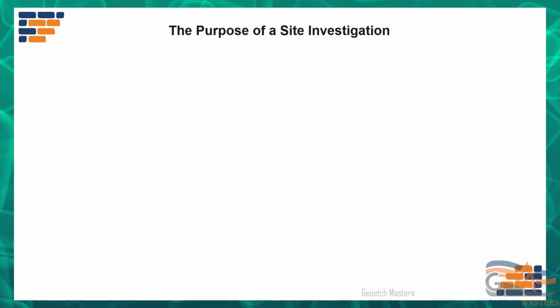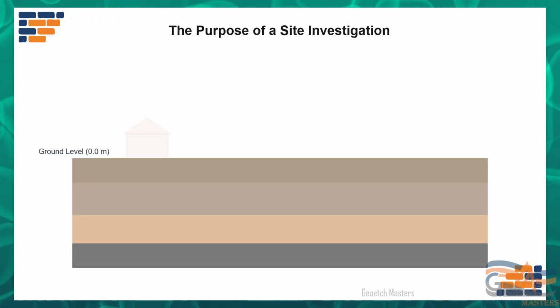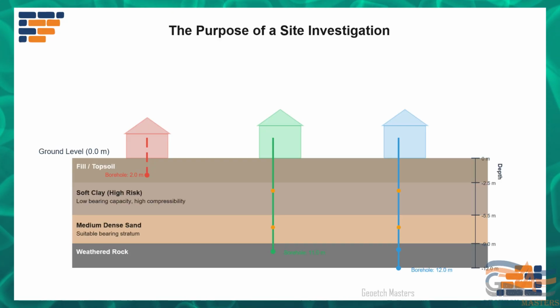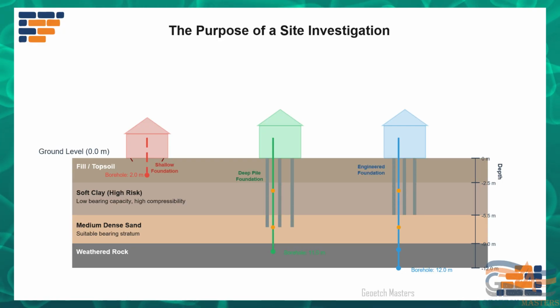So, let's begin with the most basic question: why do we perform a geotechnical site investigation? In simple terms, we must understand the ground we are building on. We cannot see through soil and rock, so we must explore it. This process gives us the essential information we need to design a safe, stable, and long-lasting structure. It is the first and most important step.